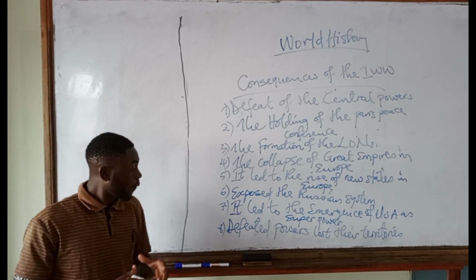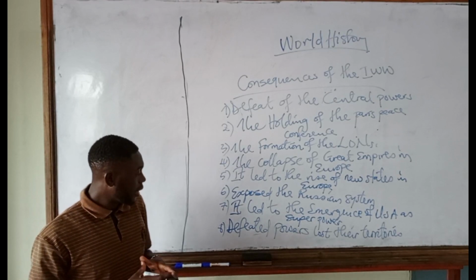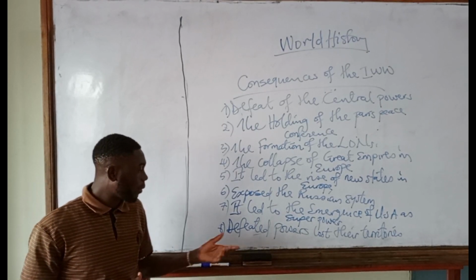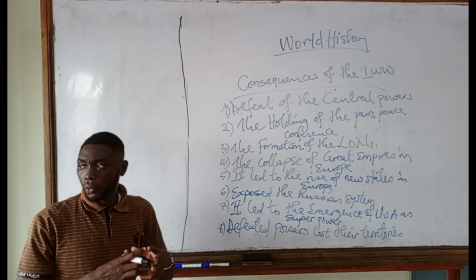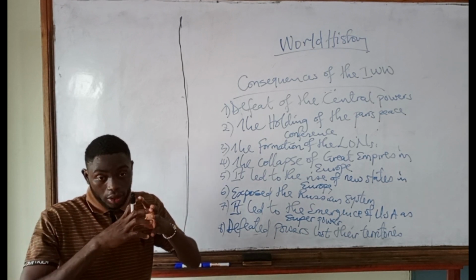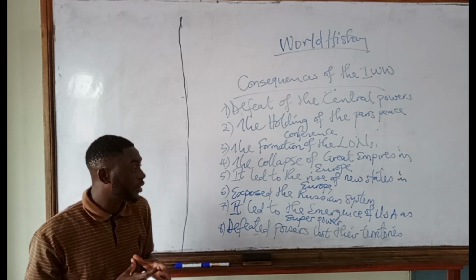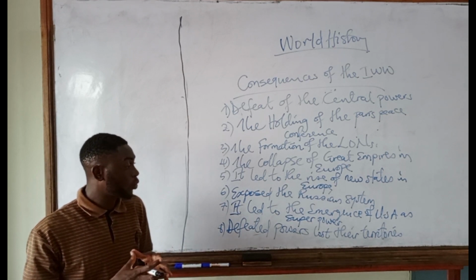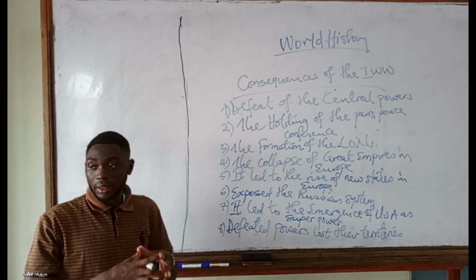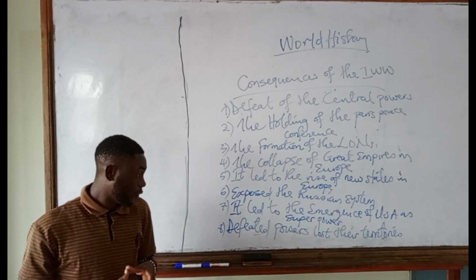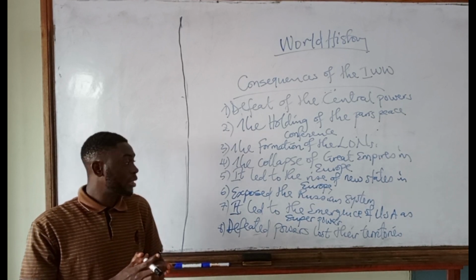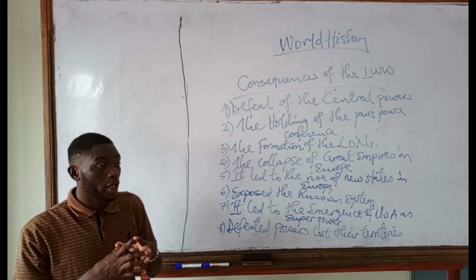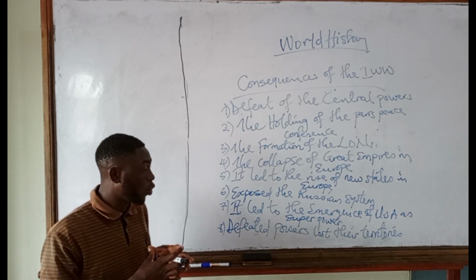The last political impact of the war we are going to look at is that defeated powers lost their territories. Here we are looking at the Central Powers who were defeated. They had a negative consequence in that they lost their territories at the end of the war. The various treaties that were signed against them seized their territories so as to sanction them for losing the war.